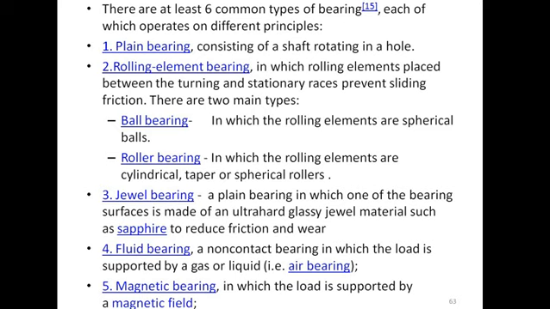The third one is the jewel bearing, a plain bearing in which one of the bearing surfaces is made of an ultra hard glassy jewel material, such as sapphire, to reduce friction and wear. Then the fluid bearing, a non-contact bearing in which the load is supported by a gas or liquid. Next is the magnetic bearing, in which the load is supported by a magnetic field. So these are the types of bearings.